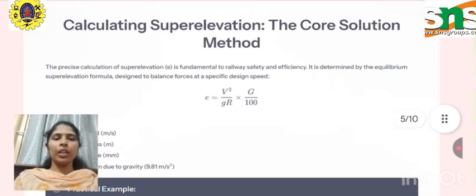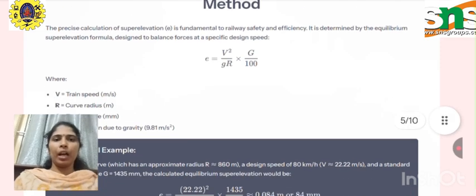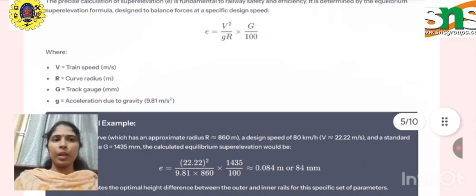Next is calculating super elevation. The core solution method: the precise calculation of super elevation is fundamental to railway safety and efficiency. It is determined by the equilibrium super elevation formula, which is small e equal to v square divided by g R into capital G divided by 100, where v is the train's speed, R is the curve radius, capital G is the track gauge and small g is the acceleration due to gravity.